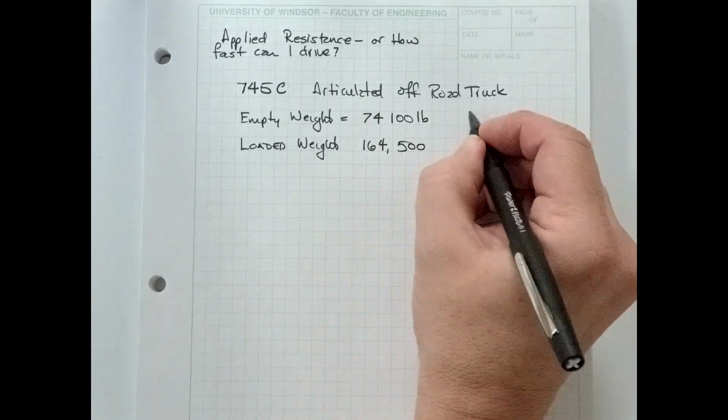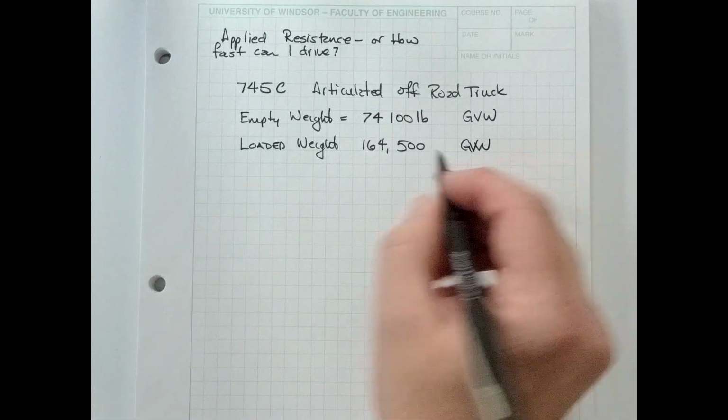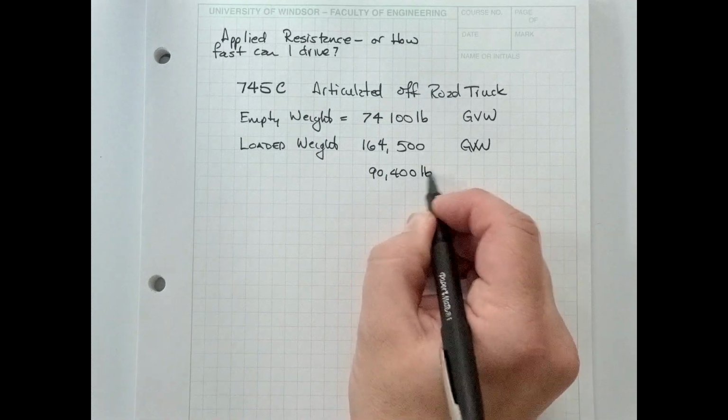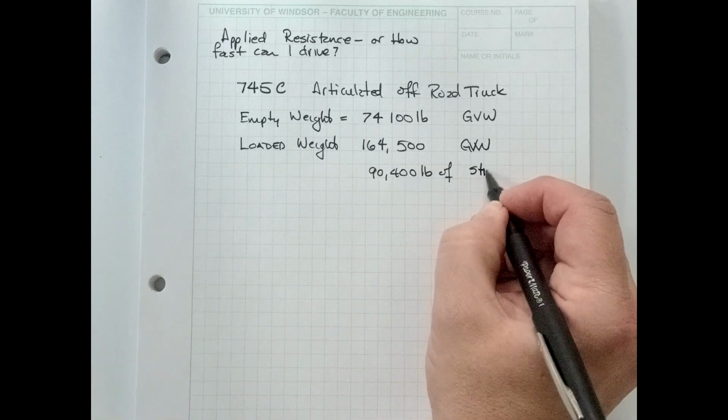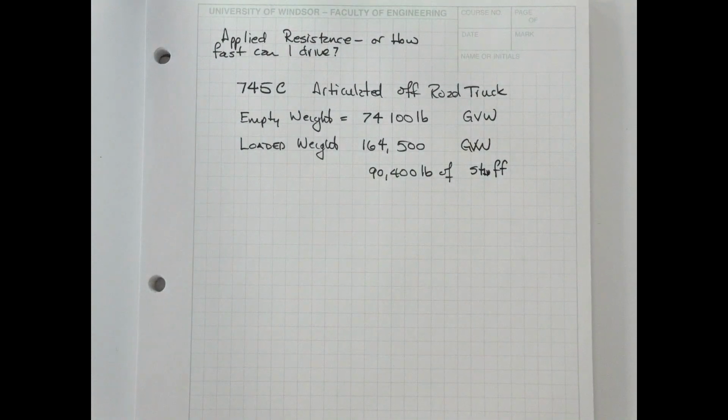164,500 pounds. This is gross vehicle weight, and you can see it carries about 90,400 pounds of stuff, whatever that happens to be. It could be steel shot, probably soil in this class, but it could be anything, right?